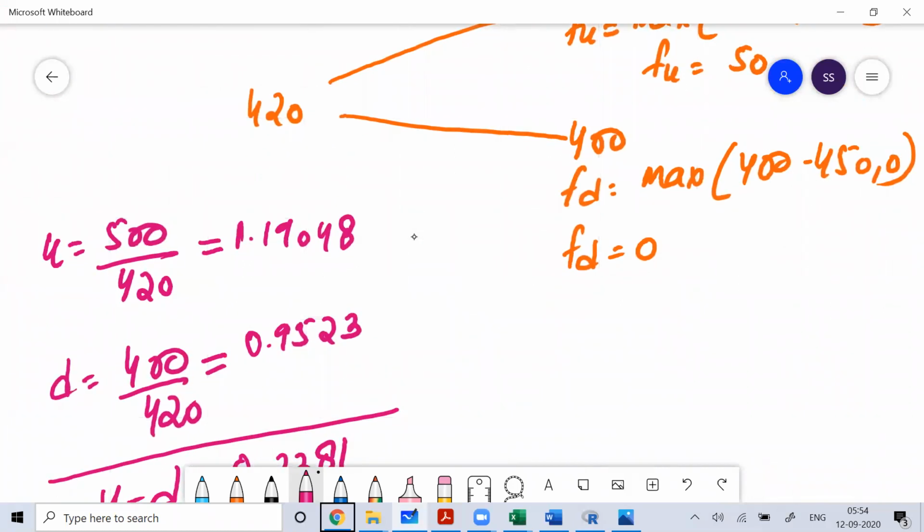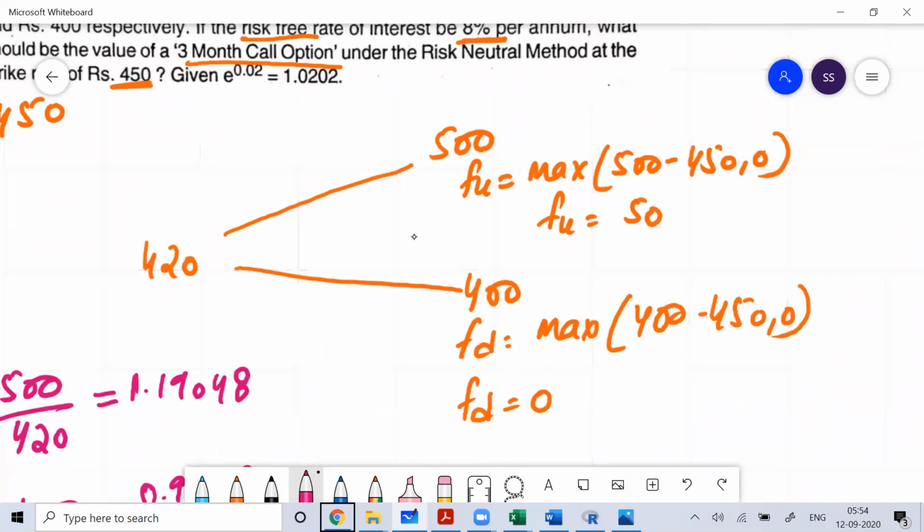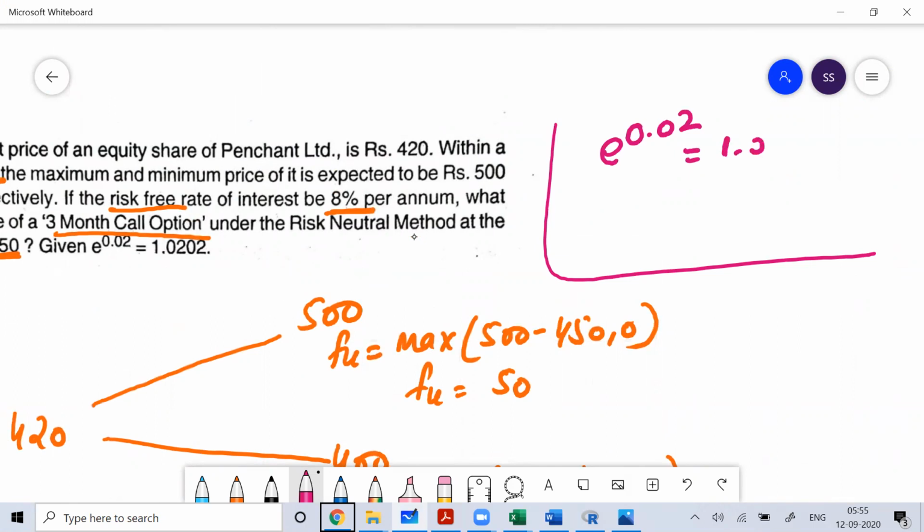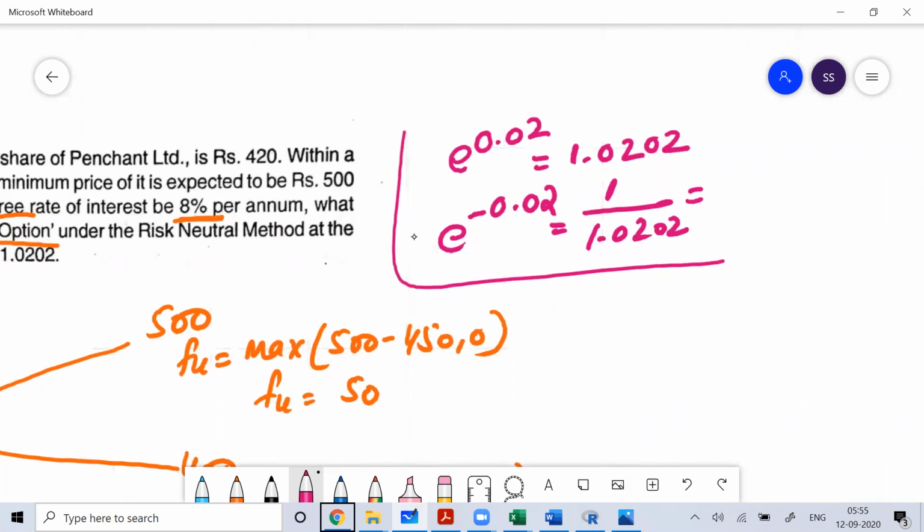So now you have everything: FU is 50, FD is 0. You understood this? The value of e to the power 0.02 is given to you, that is 1.0202. Now e to the power minus 0.02 would be 1 divided by 1.0202, so that value you can also determine.